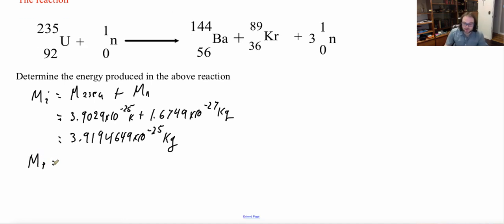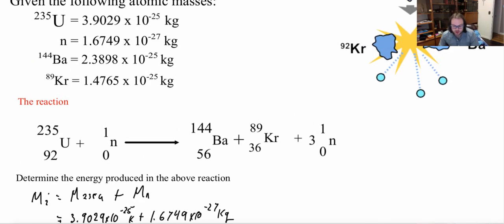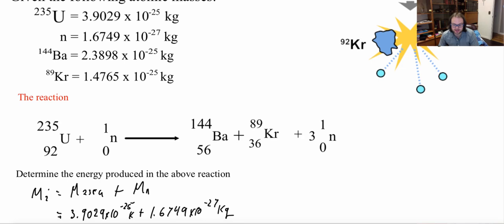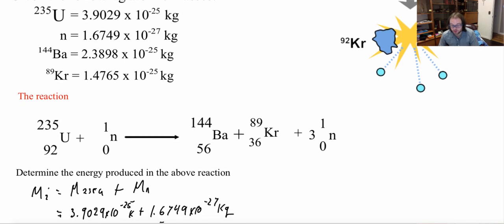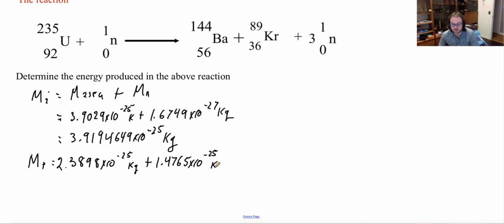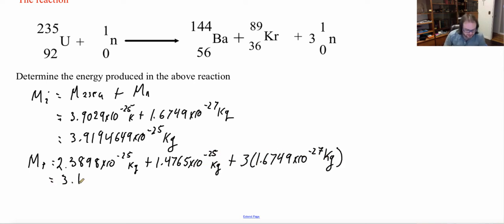Now, let's find the mass of my products. So here we're going to look at the mass of barium-144, which is 2.3898 times 10 to the negative 25, plus the mass of krypton, which is 1.4765 times 10 to the negative 25, plus 3 times the mass of my neutron. Now, when I add these all together, I'm going to get 3.196547 times 10 to the negative 25 kilograms.